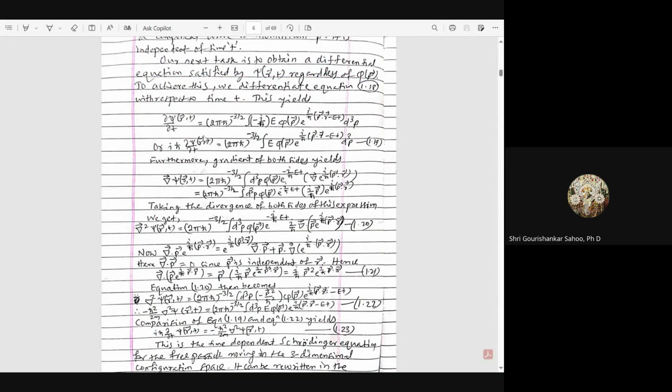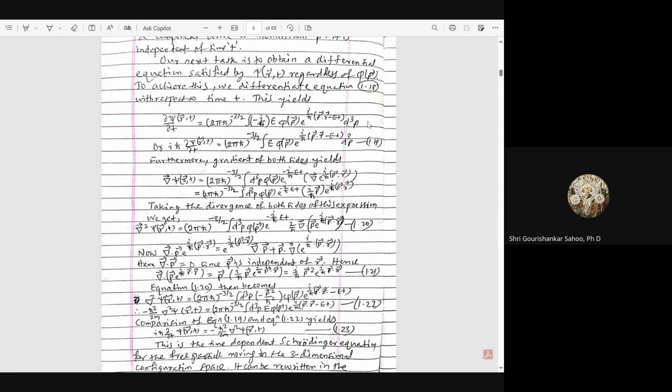See, so your del psi by del t expression is on the right hand side of the screen. I think the screen is... yes, it is visible now.